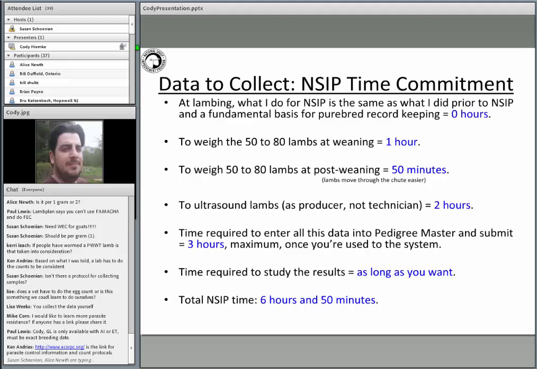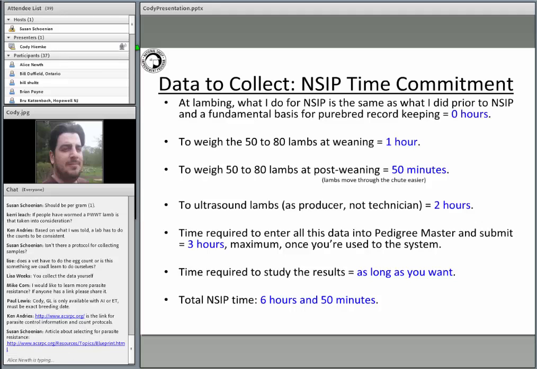Ultrasound is going to take me a couple hours once the technician's here. We get them set up, and it just takes a little bit longer to handle each of those lambs. Then to enter all the pertinent data, the lambing records, the weaning records, and the post-weaning and ultrasound measurements, that's what I view for a terminal sire flock. Those are the critical things you really want to look at. It takes me about 3 hours now that I'm used to Pedigree Master. And the time required to study the results when you get your EBVs back is as long as you want.